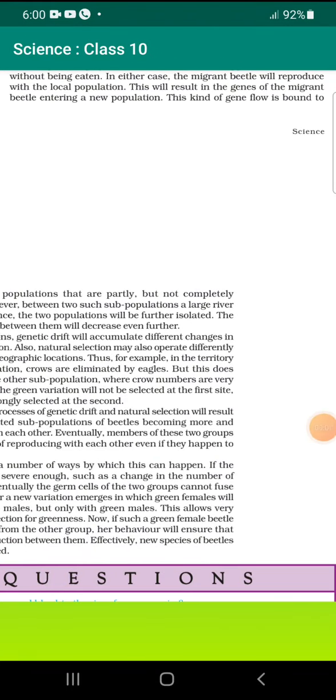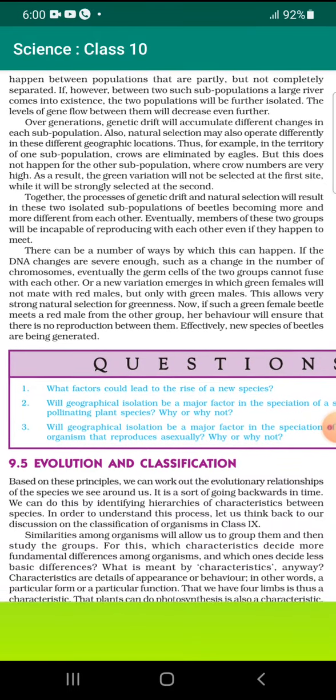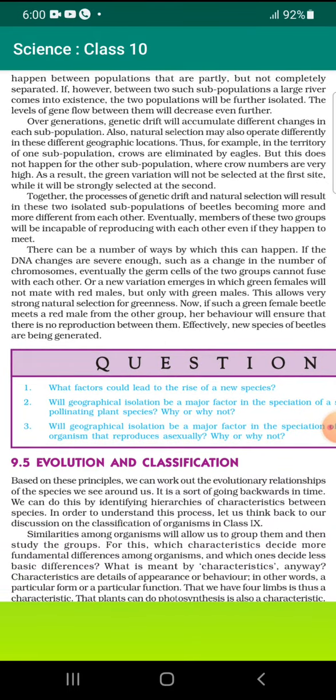In either case, the migrant beetle will reproduce with the local population. This will result in the genes of the migrant beetle entering a new population. This kind of gene flow is bound to happen between populations that are partly but not completely separated.